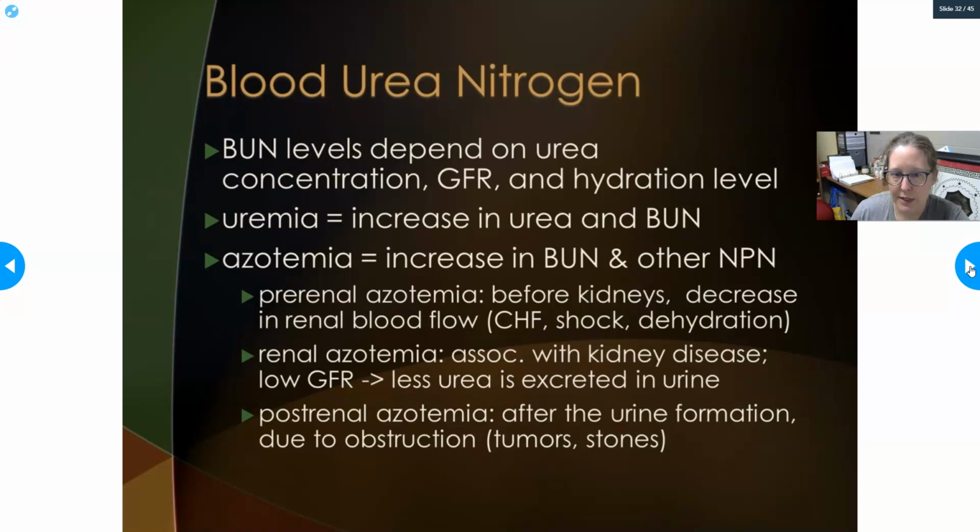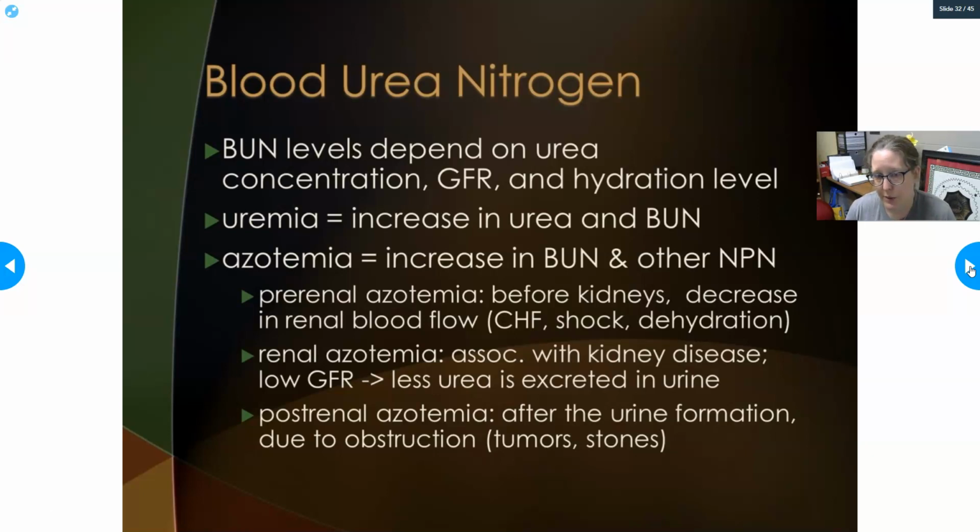And the term uremia means an increase in urea and blood urea nitrogen. Azotemia means an increase in BUN and some of the other non-protein nitrogenous compounds, such as creatinine and uric acid, and other wastes. So if there's an increase in waste, we just refer to that as azotemia.